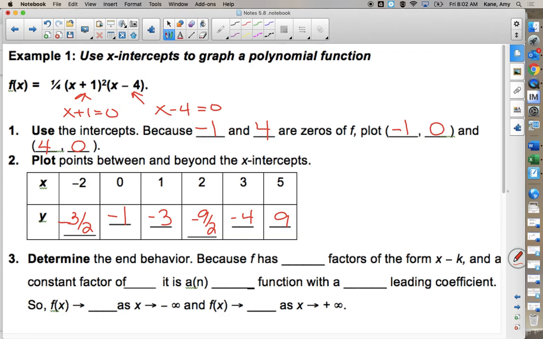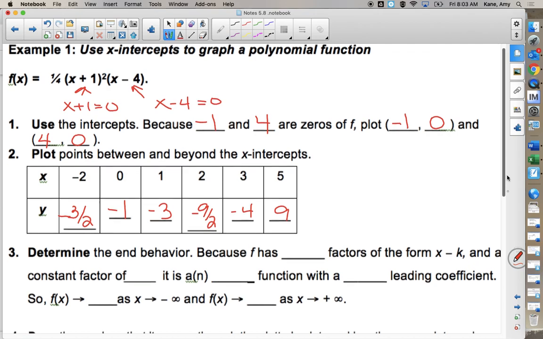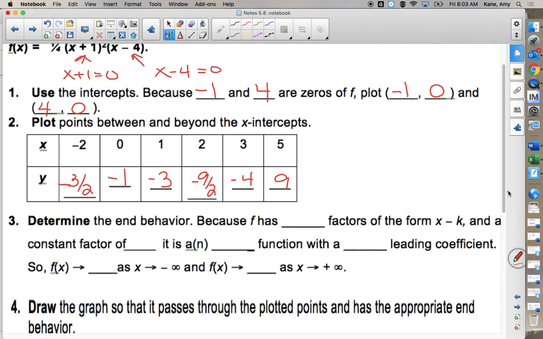So it says determine the end behavior. So the next thing we're going to think about is the end behavior. Because f has blank factors, how many factors are there really up here? What would the degree be? How many factors are there? Josh? Why are there 3? Yeah. So we have x plus 1 twice, that are really 2 factors, and x minus 4. So there are 3 factors.